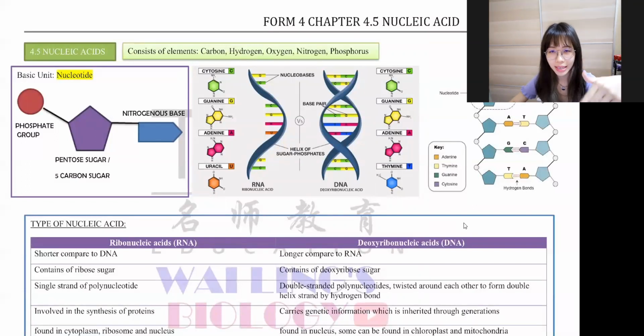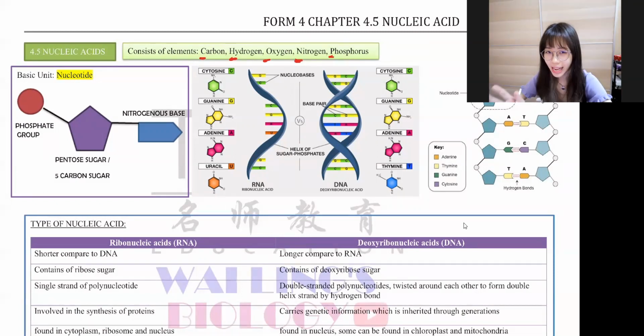Now, when it comes to element, the major element is CHON. And then we have other element, we have trace element. Nucleic acid contains 5 different elements, which is carbon, hydrogen, oxygen, nitrogen, and phosphorus. So in total is 5. Cannot write CHONP in exam. You have to write carbon, hydrogen, oxygen, nitrogen, and phosphorus in total. You have to write the full name when you are asked about element.